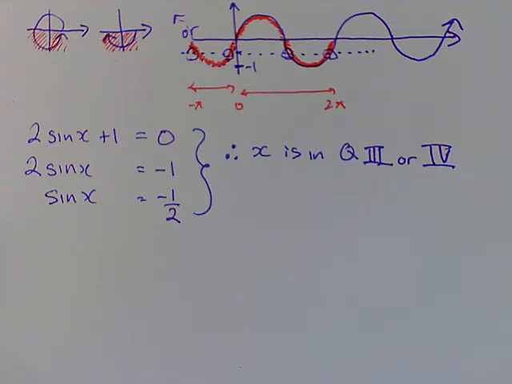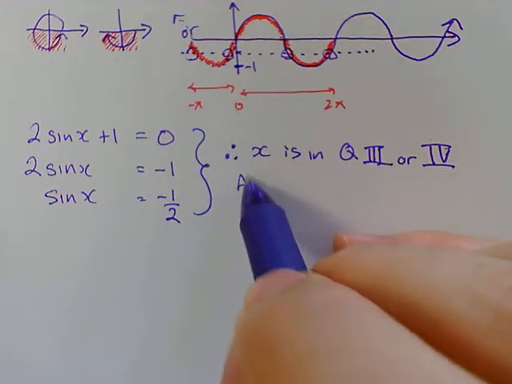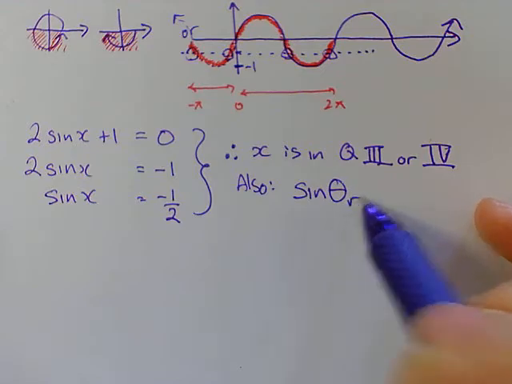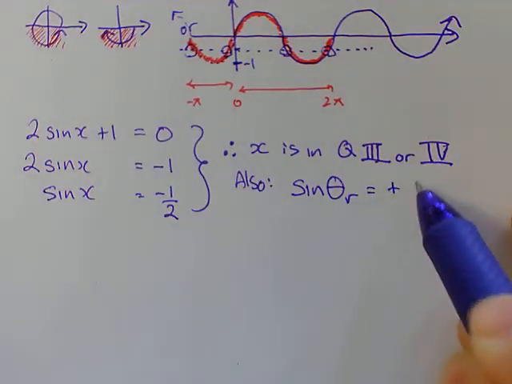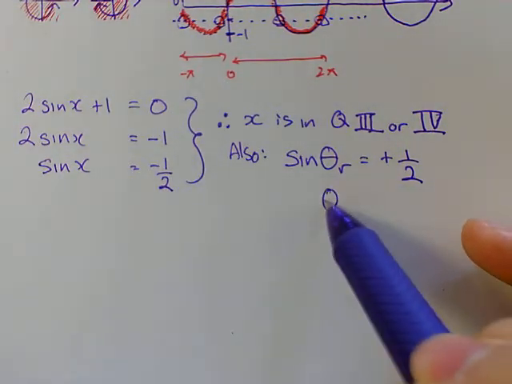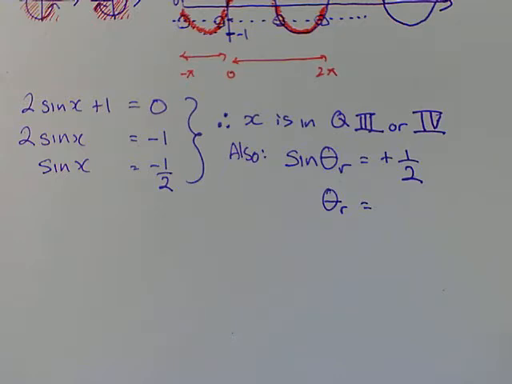Also, let's figure out our related angle. If we're dealing with our acute related angle, and it gave me a positive answer, what is the acute related angle? What angle gives you a positive 1/2 in quadrant 1? Special triangles, special triangles.